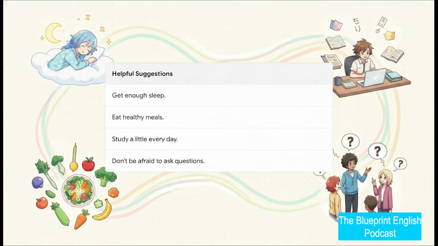Imperatives also empower us to offer helpful suggestions and life advice. Take a look at these examples. Get enough sleep, eat healthy meals, study a little every day. And hey, notice that negative rule in action here? Don't be afraid to ask questions. These aren't forceful, barking orders. They are warm, encouraging pathways meant to help people make good life choices.